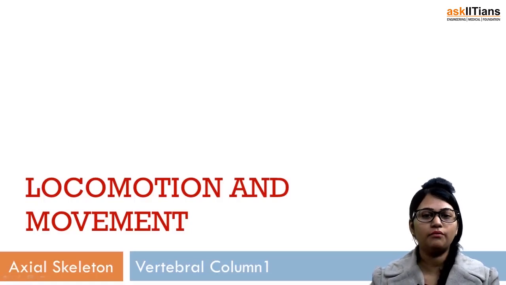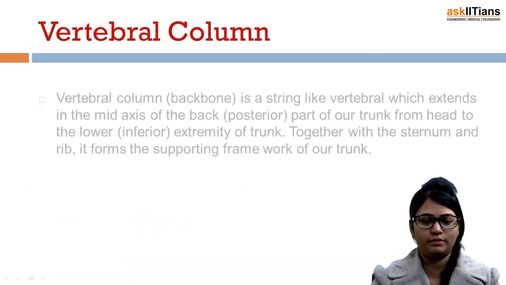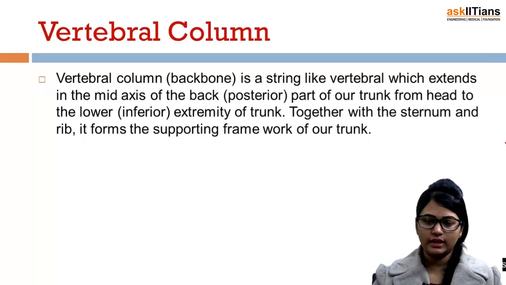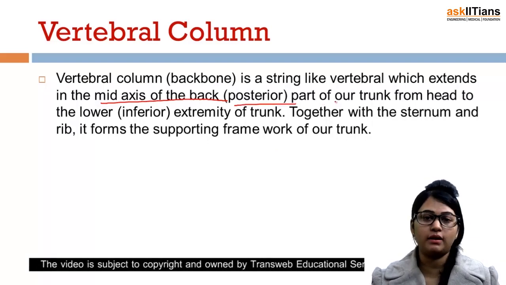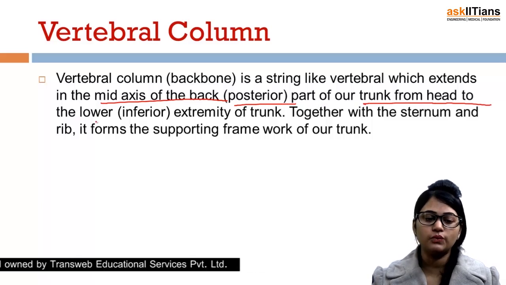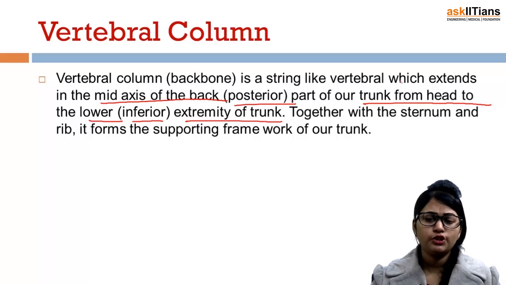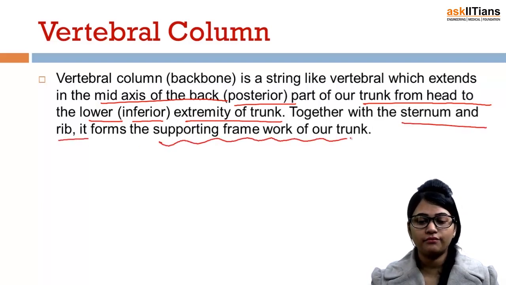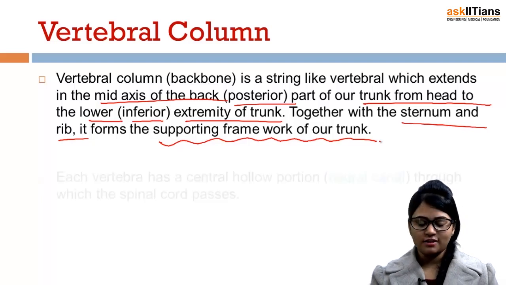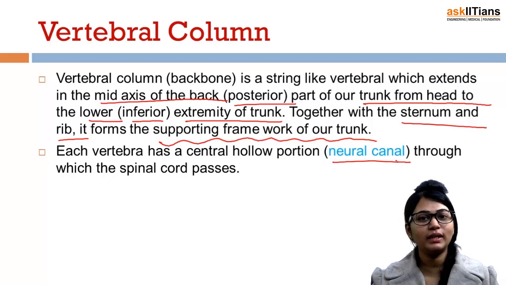Under vertebral column, in this first lecture we are going to discuss what the vertebral column is. Vertebral column is a string-like structure which extends in the mid-axis of the back, that is the posterior part of our trunk, from head to the inferior extremity of the trunk. Together with the sternum and ribs, it forms a supporting framework of our trunk. Each vertebra has a central hollow portion, that is the neural canal, through which the spinal cord passes.